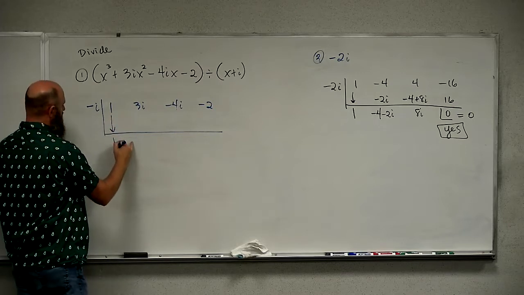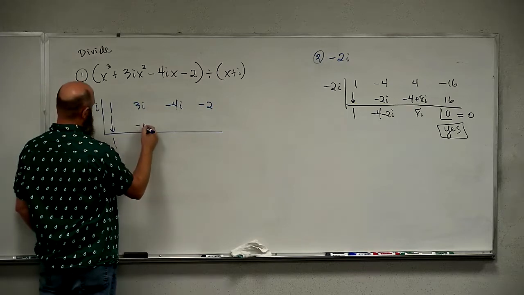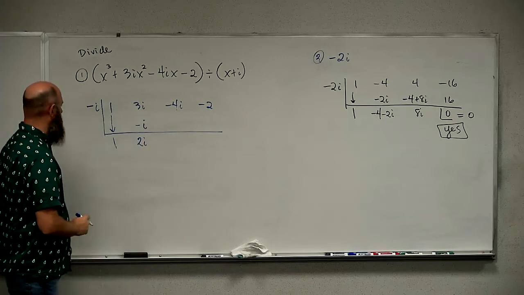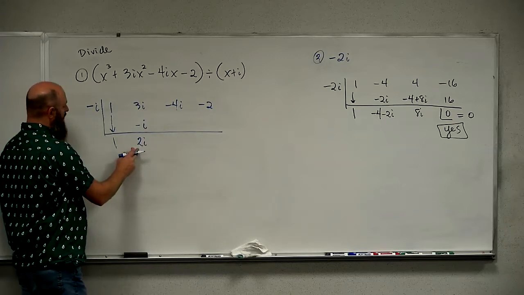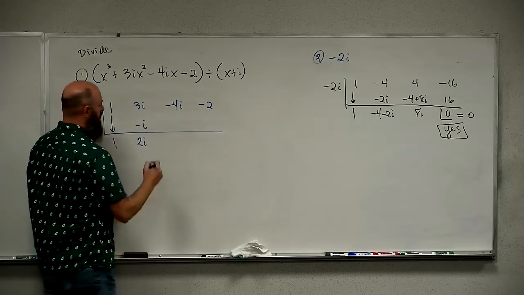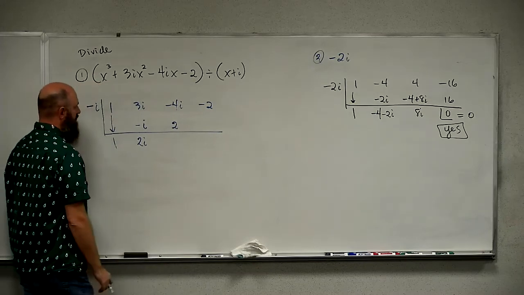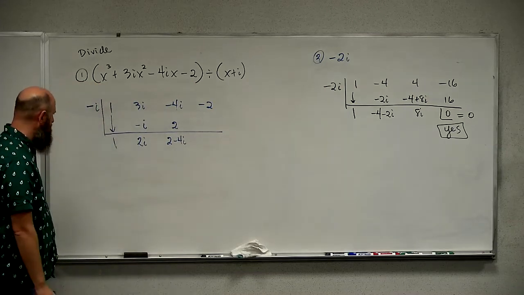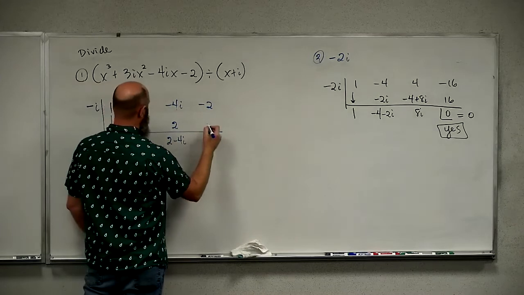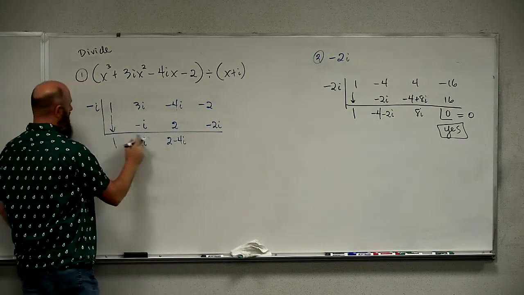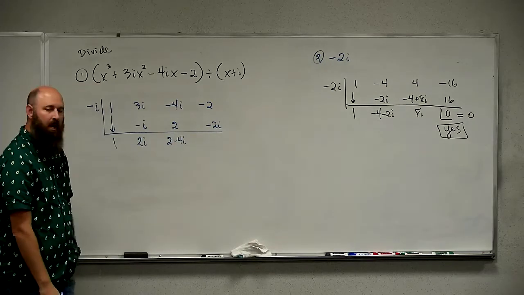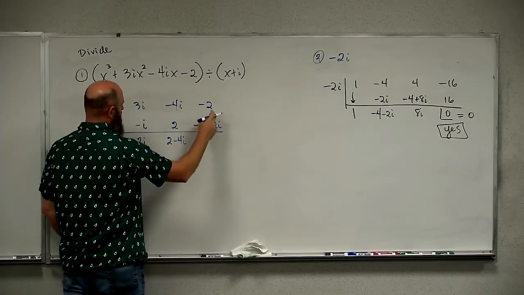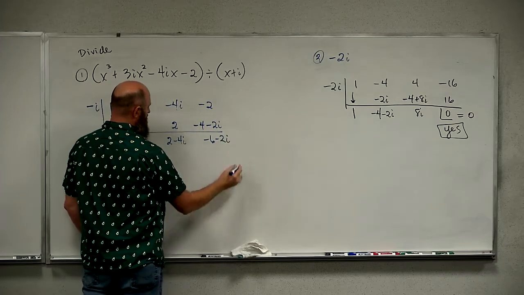All right, let's bring down that 1. So negative i times 1 is negative i. 3i plus a negative i is 2i. Negative i times 2i, that's negative 2i squared, which makes that positive 2. We can't put those together, so we get 2 minus 4i. Negative i times 2 is a negative 2i. Negative i times negative 4i is a positive 4i squared, which makes negative 4. And then we put those together, we get negative 6 minus 2i.